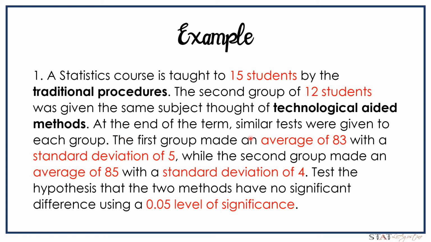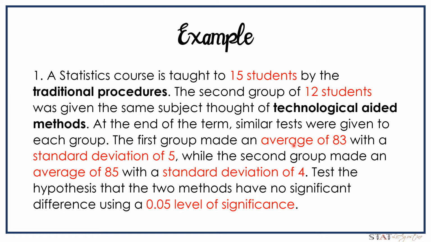At the end of the term, similar tests were given to each group. There are 15 students taught with traditional procedures, and another 12 students taught with technology-aided methods. After that, they take a test or an exam, and then we compare if there's a significant difference between these two groups, the traditional procedures and the technology-aided methods students.